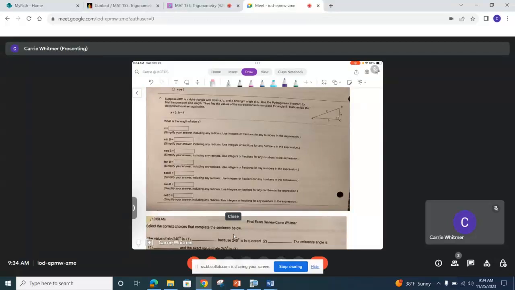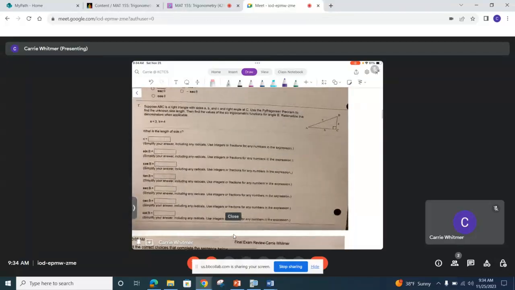Okay, then for number 7, we know A is 3 and B is 4. And so that leaves C to be 5 because that's a Pythagorean triple, 3, 4, 5. If you don't know your triples, then use the Pythagorean theorem where C is the hypotenuse. Okay. So the length of side C is 5. Sine is opposite over hypotenuse. If we're going from angle B, the opposite side is 4. The hypotenuse is 5.